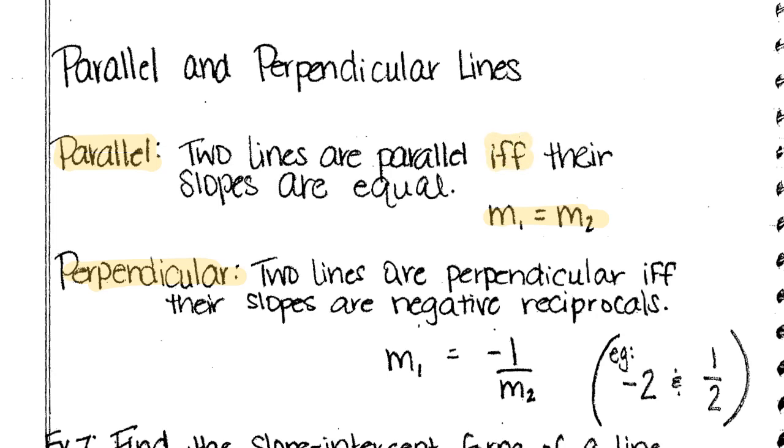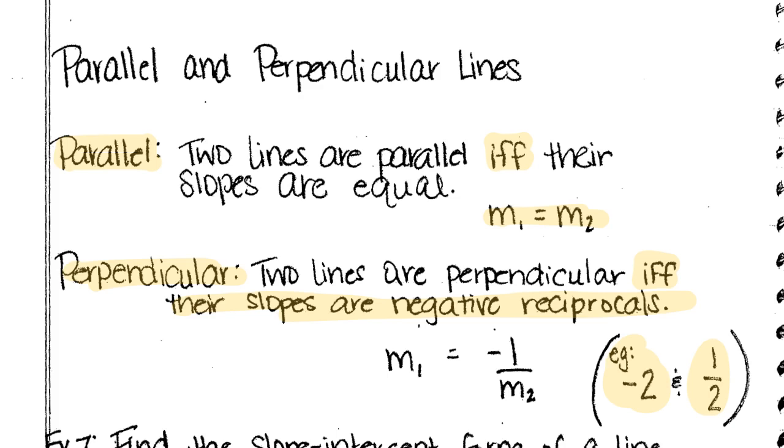So your math teacher still can spell, but it's if and only if their slopes are equal, and this is if and only if their slopes are the negative reciprocals. So I have a little example down here where -2 is equal to 1/2. And we did that one almost exactly today. We did 2 and -1/2, right?